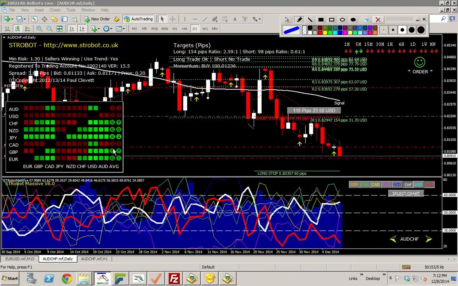Now if you come over here, you can see that we've got the Aussie is at 33%, and the Swiss franc is sitting at 58%. So the Swiss franc is quite a lot stronger. So the robot's been monitoring all that information. Okay, now this is just a little tiny account, so I'll show you a couple of others in a minute.